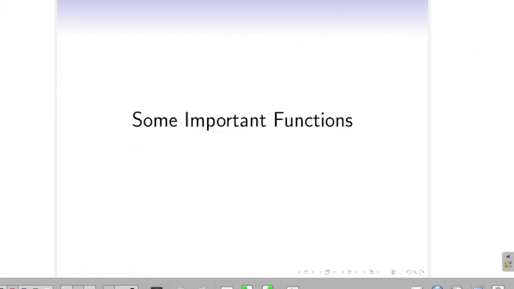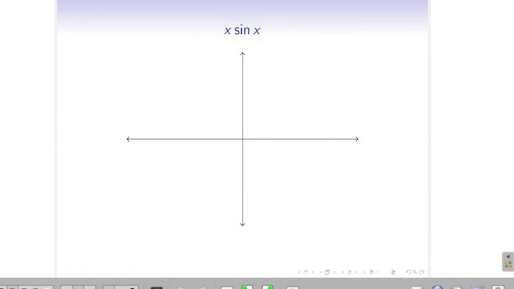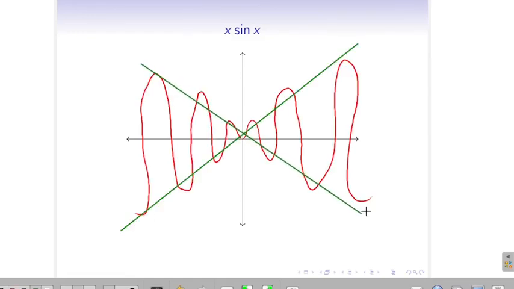Now let's talk about some other important and very interesting functions. One such function is x multiply sine x. You know the graph of sine x, but when you multiply it by x, the graph becomes like this. The bigger the value of x, it will increase the amplitude of sine in the same order. So the waves of sine expand according to the value of x.